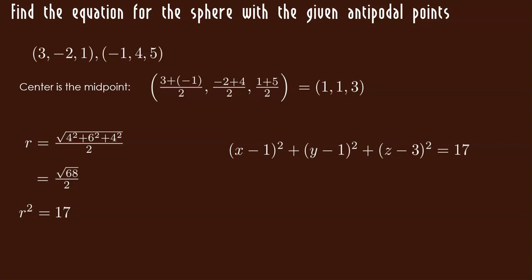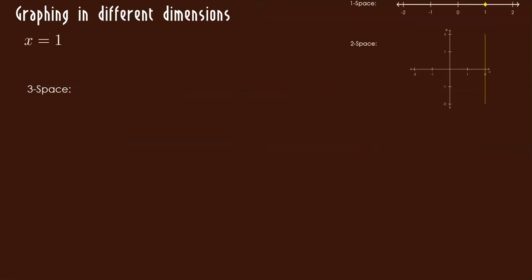This is a sphere whose radius is the square root of 17, and it's centered at the point (1, 1, 3). So let's try to graph something kind of straightforward. x equals 1. x equals 1 in one space is just the point at 1. x equals 1 in two spaces is a line. When you're in n dimensions and you have one equation, the graph of your equation will be one dimension less. So in one space, the graph of x equals 1 is 0 dimension. In 2 dimensions, the graph of x equals 1 is 1 dimension less, which is a line.